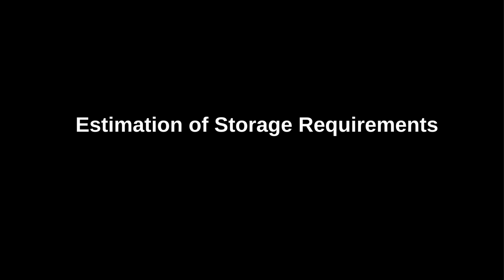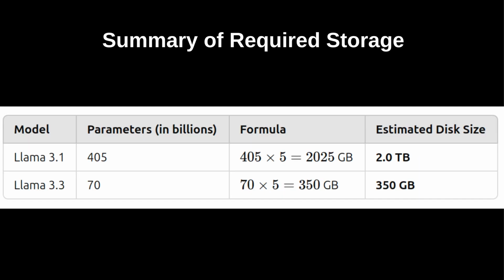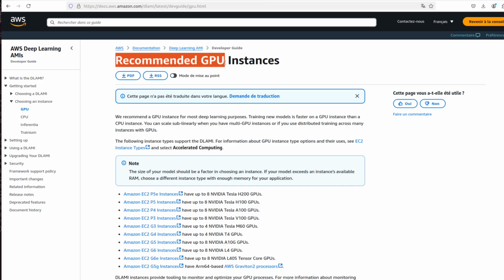Next, let's look at the required disk storage. There's no strict rule here either, but a rough estimate is about 5 times the number of parameters. Multiplying Llama 3 70B by 5 gives 350 GB, and for Llama 3 405B, around 2 TB. Now that we know what kind of machine is needed, let's check pricing, starting with AWS.